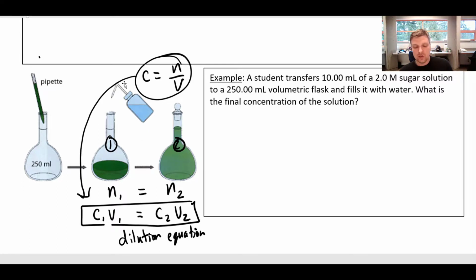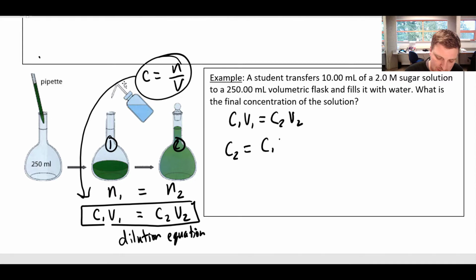Okay, so a student transfers 10 mL of a 2 molar sugar solution to a 250 milliliter volumetric flask and fills it up with water. What is the final concentration of the solution? Well, since C1V1 has to equal C2V2, if we take C2 as being our final concentration, then C2 is just going to equal C1V1 over V2.